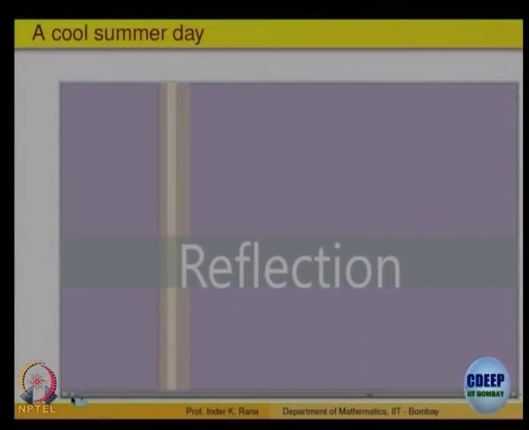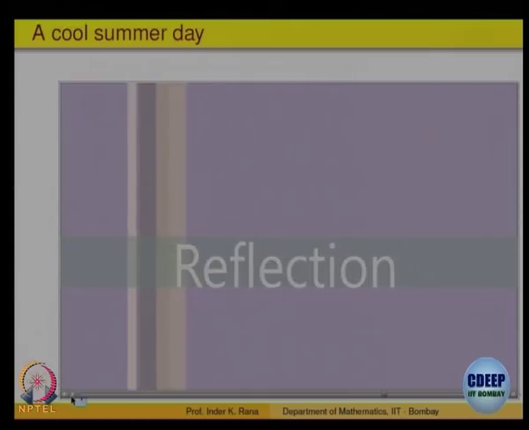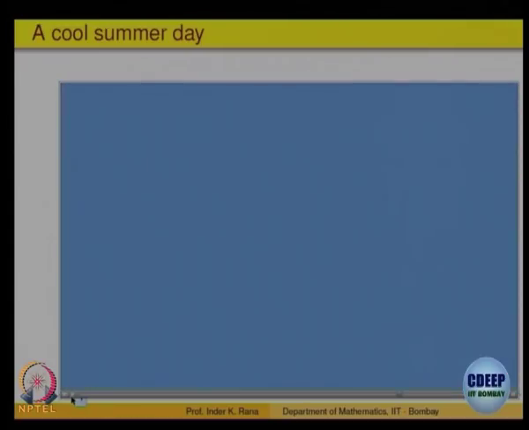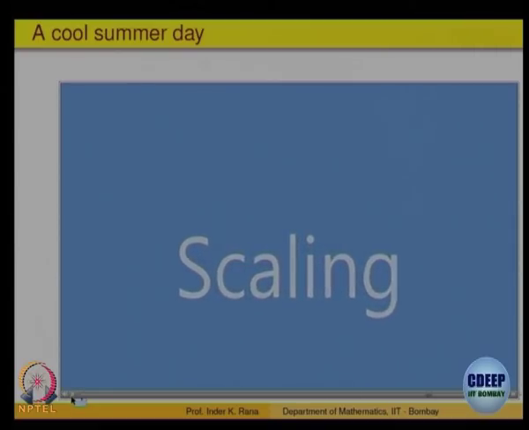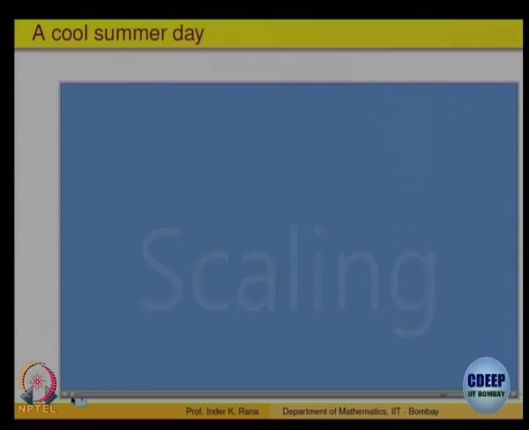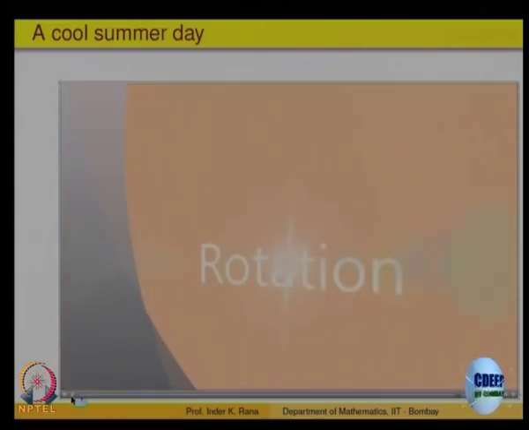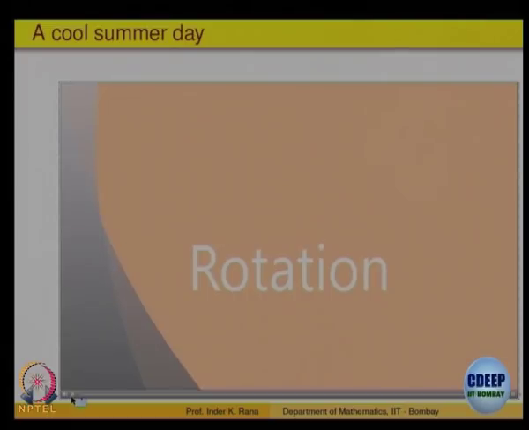So, movements were shown, and some of them were reflection, the flag changing, okay. Then scaling, balloon becoming bigger and bigger, retaining the shape, that is called scaling. Then there was rotation, the sun was moving along a circular path.